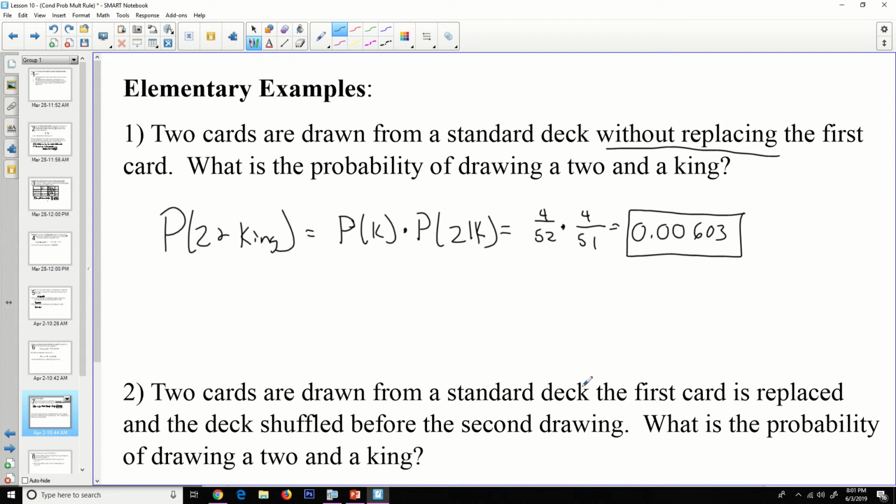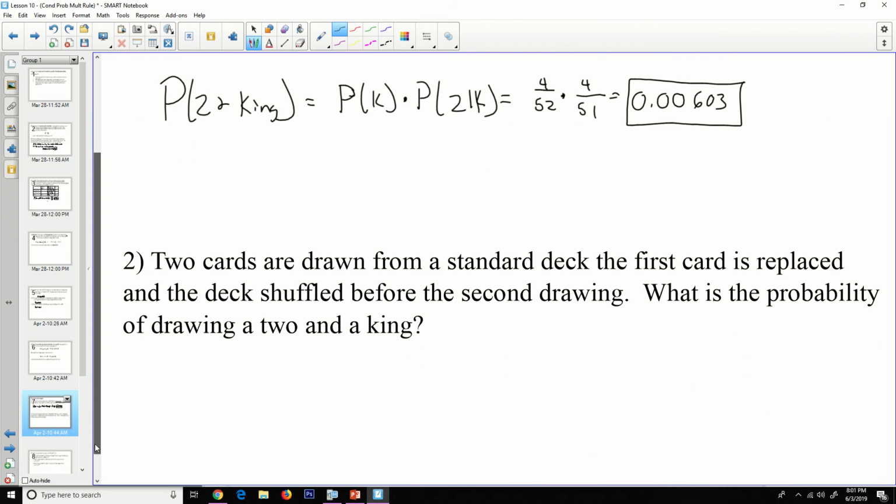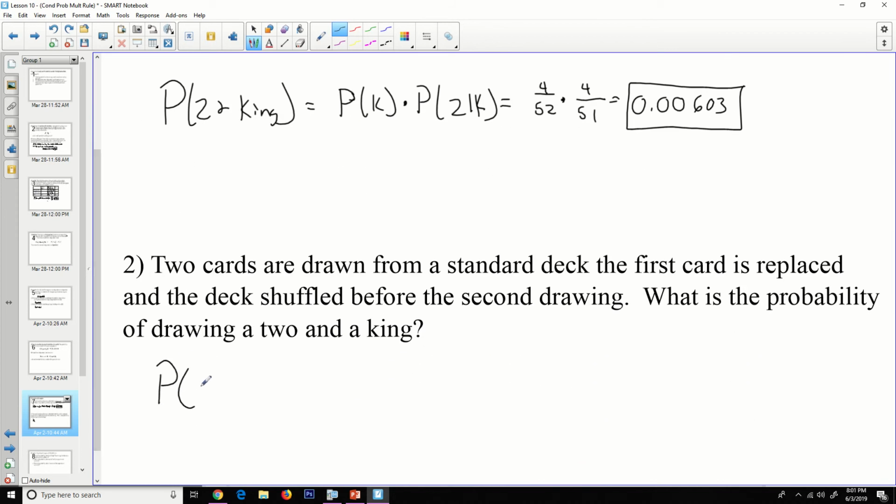Two cards are drawn from a deck. The first card is replaced, and then the deck is shuffled before the second drawing. What is the probability of a 2 and a king? Well, these two are definitely independent events, because in each case we still have 52 cards. So this will be 4 out of 52 times 4 out of 52.